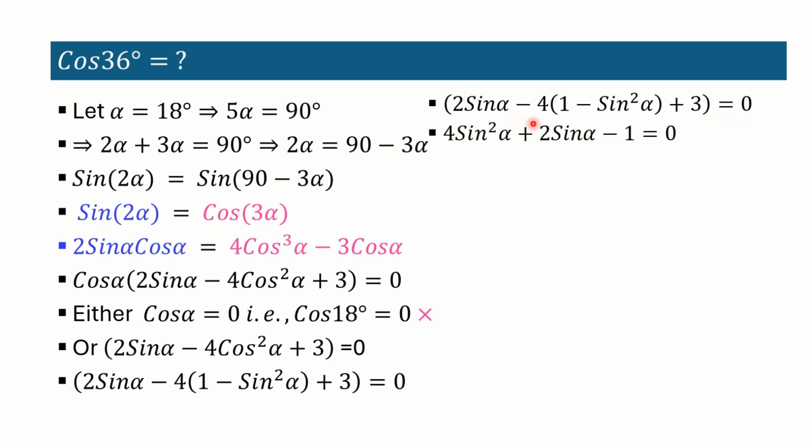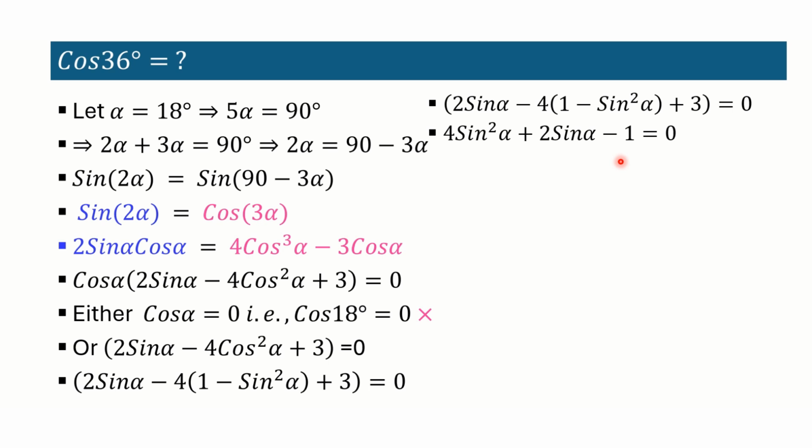Now let us rearrange the terms. So this is minus and this is minus, so minus minus will become plus, and this is 4 sin square alpha plus 2 sin alpha, and this is minus 4 and plus 3, so this will be minus 1, equals 0. Now this is a quadratic equation in sin alpha.